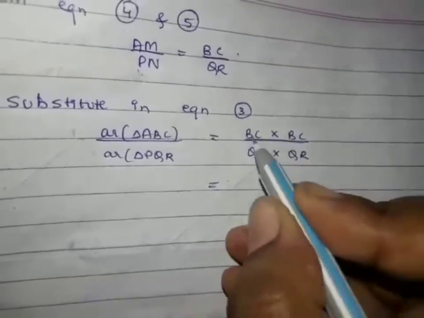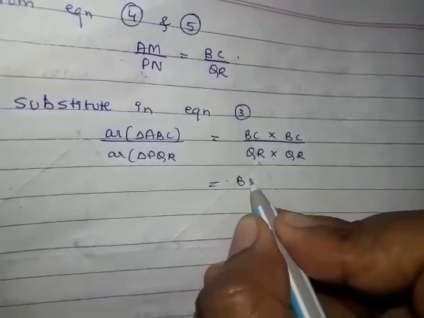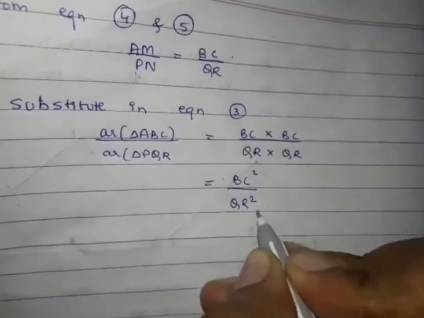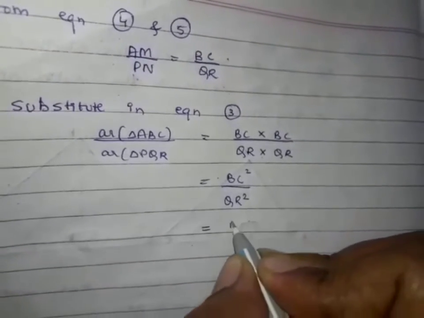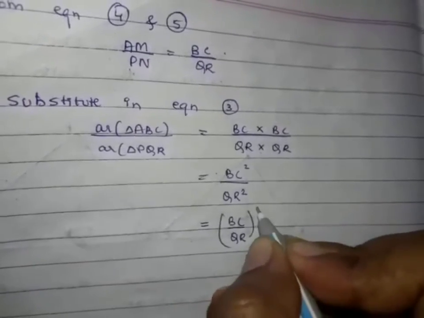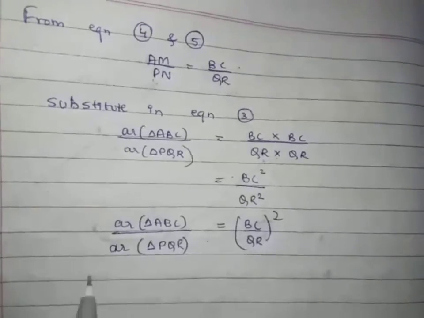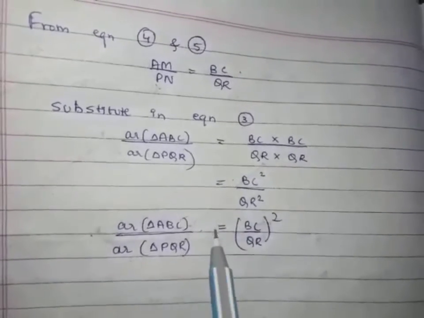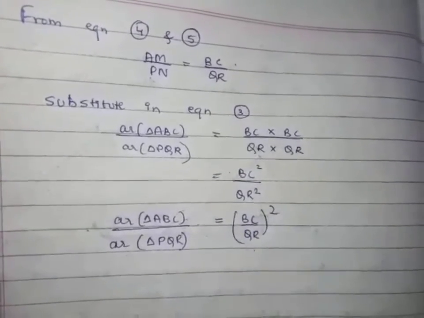So we can write that BC into BC is BC square, QR into QR is QR square, or else we can write them as BC by QR the whole square. Therefore, area of triangle ABC divided by area of triangle PQR is equal to BC by QR the whole square.